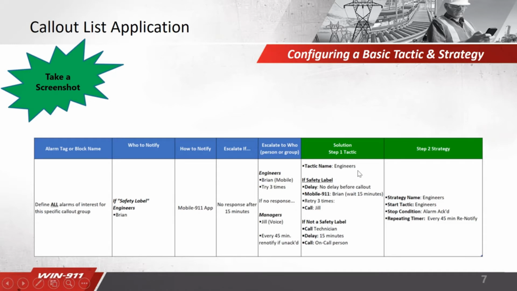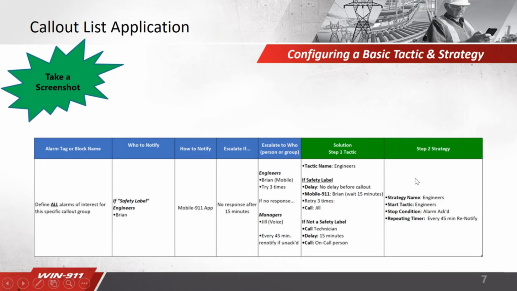We will name it engineers. We will make a decision if this is a safety label, then yes, we will not delay and we'll notify Brian, retry, and call Jill. If it's not a safety label, we can just go ahead and contact our technician. We can wait 15 minutes and eventually contact the on-call person.